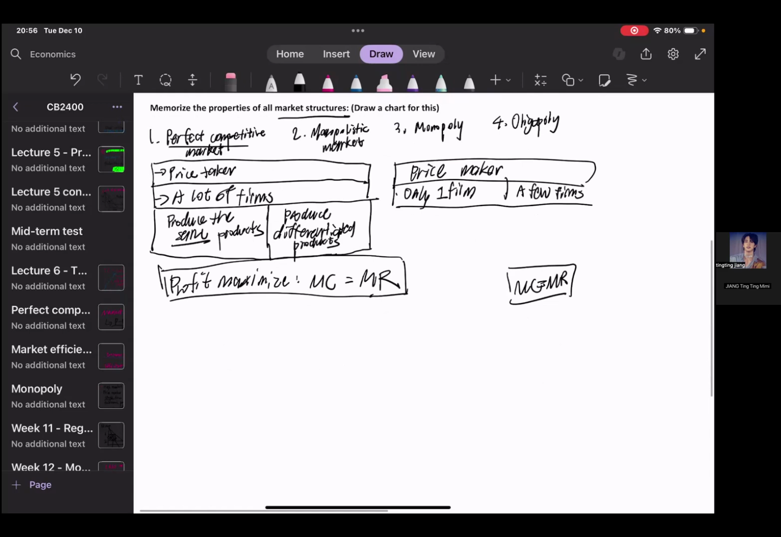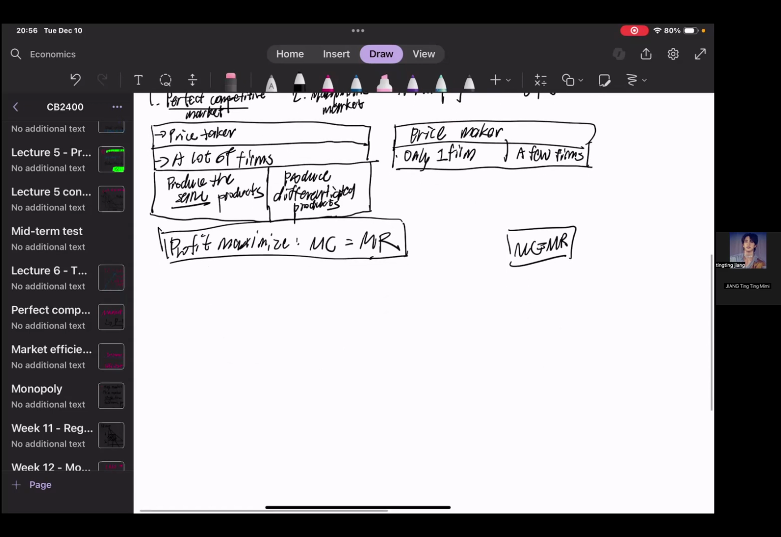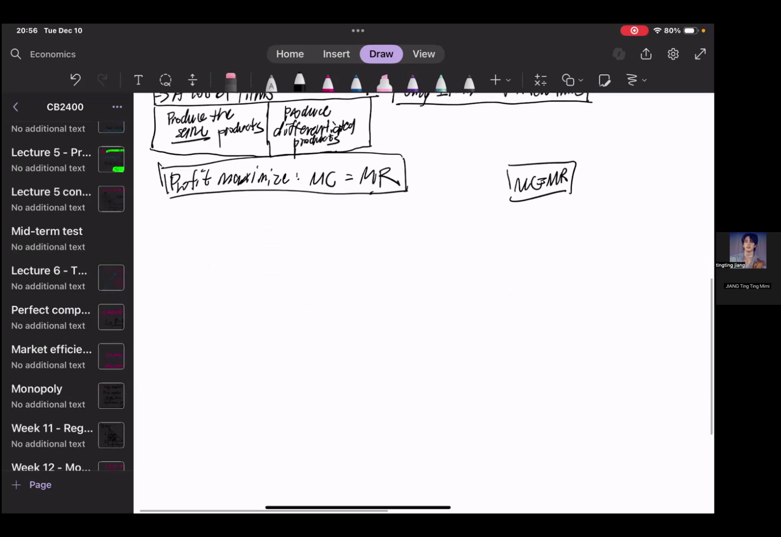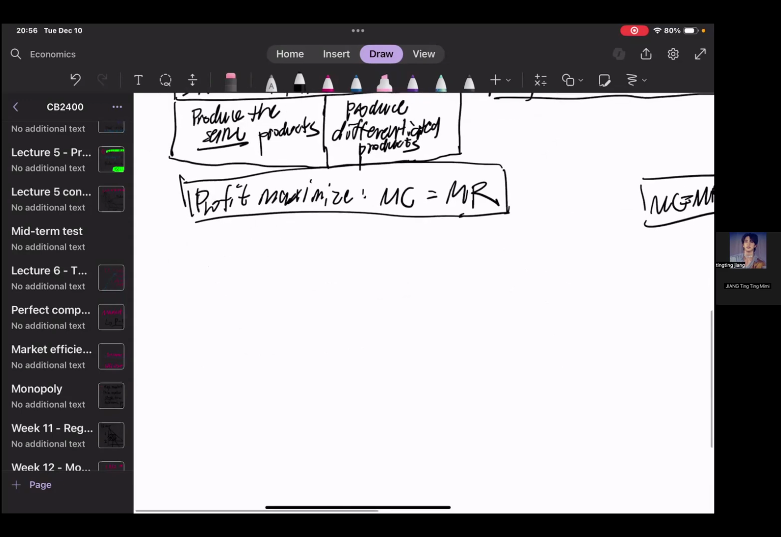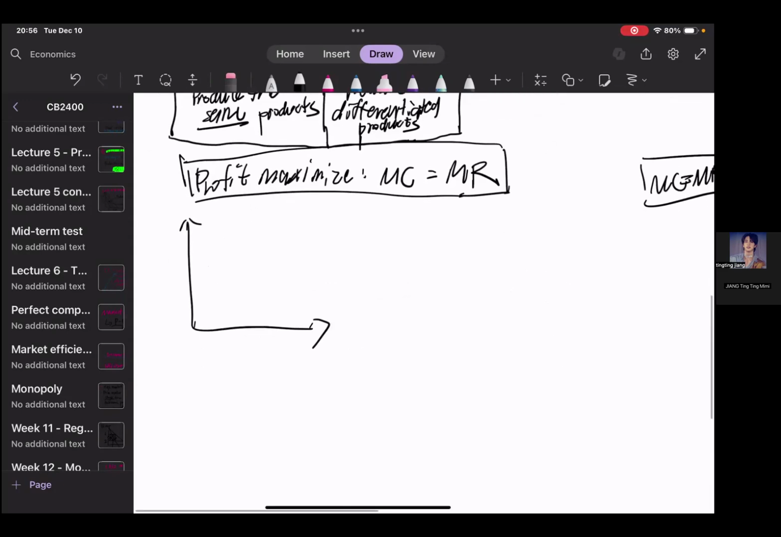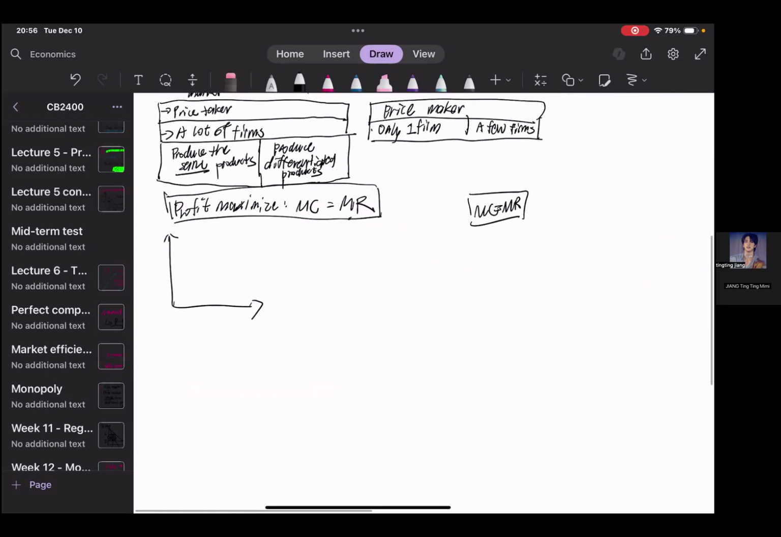Therefore, if we are observing all the market structures from a chart, we will know how to find the maximum profit point. It is the intersection between MC and MR. And now we'll go ahead and draw the charts, because it's very, very crucial for an economics exam.